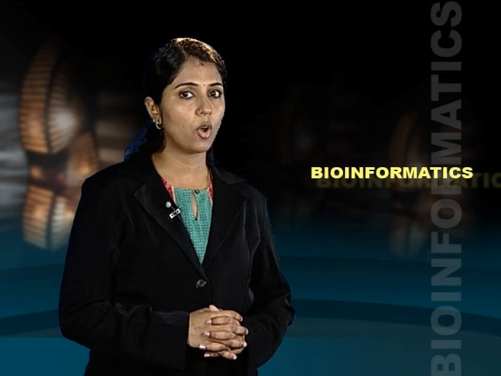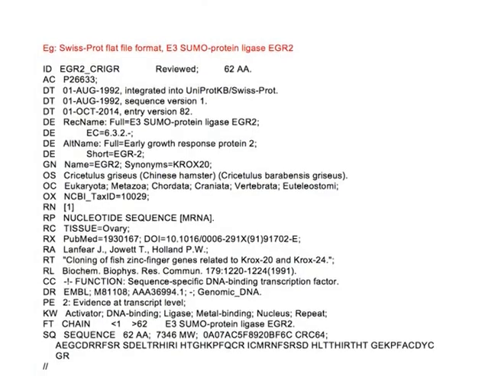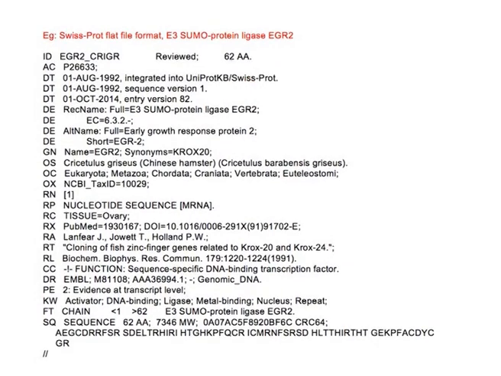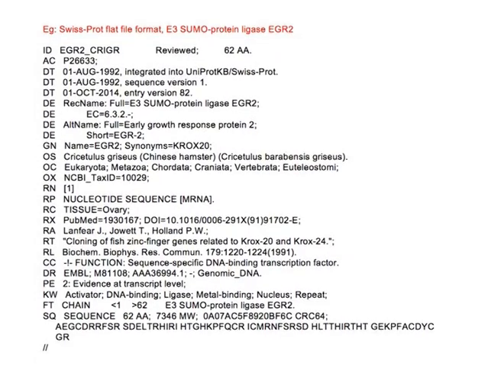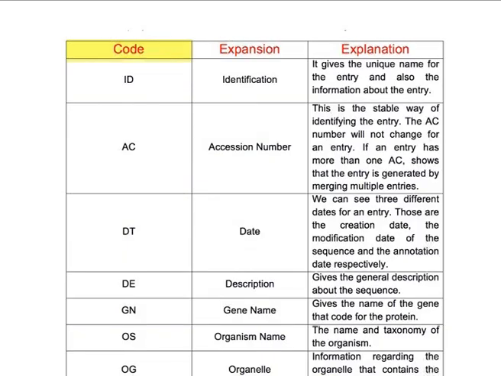Swissprot is available online at www.uniprot.org. The entry in Swissprot and the explanation have been described in the table. Let us now study the various codes which are used in the Swissprot entry. The first column gives us the code, the second column gives us the expansion, and the third is the explanation.